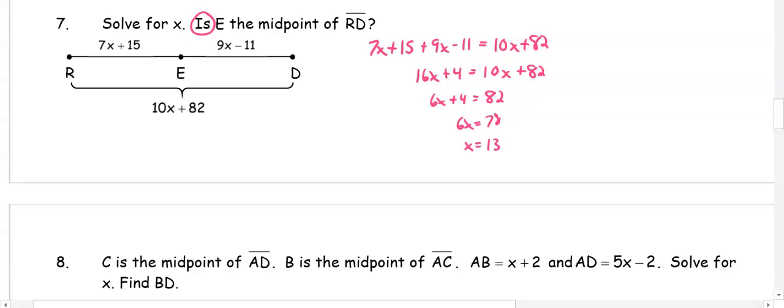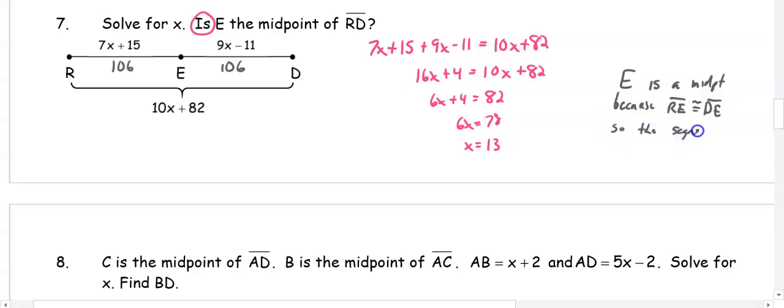So we've got to figure out if those two halves are going to be equal to each other. So we're going to do 7 times 13 plus 15, and we get 106. And then we're going to do 9 times 13 minus 11, which is also 106. So because these are split in half, we know that E is a midpoint, because RE is congruent to DE. So the segment was divided in half.